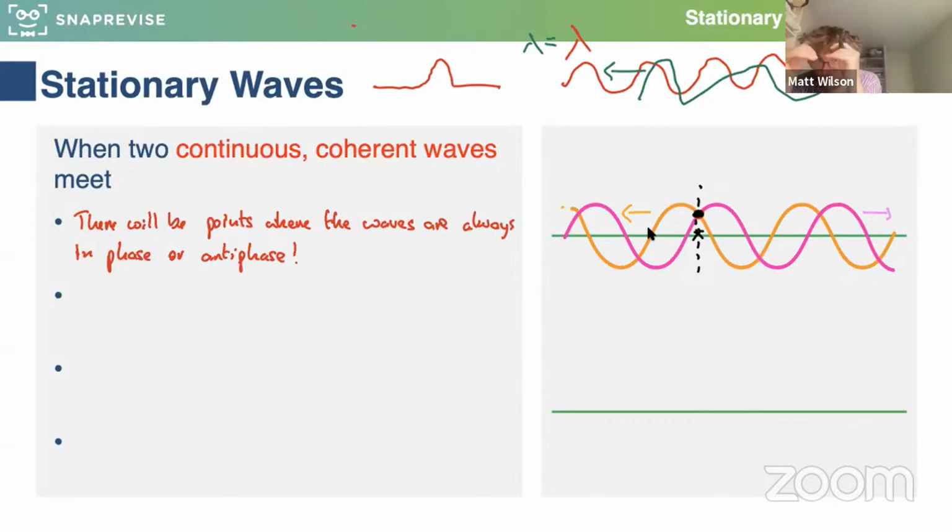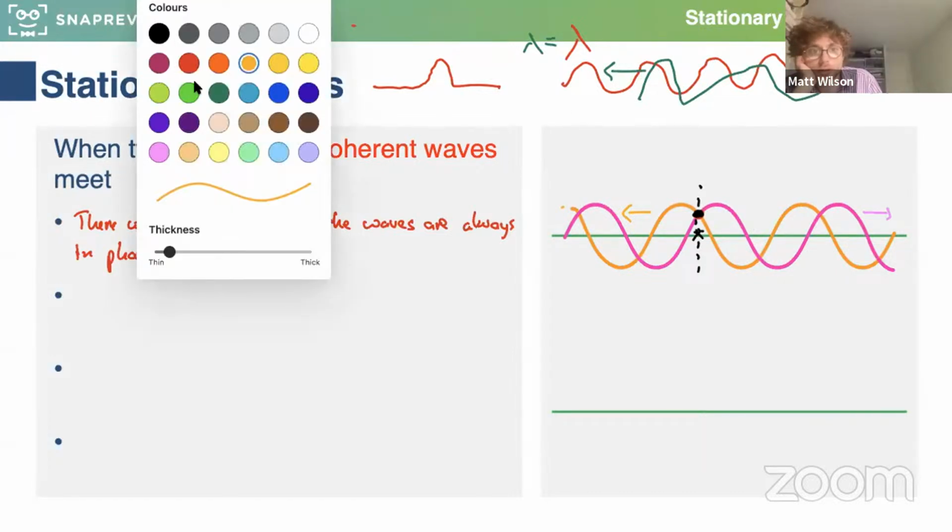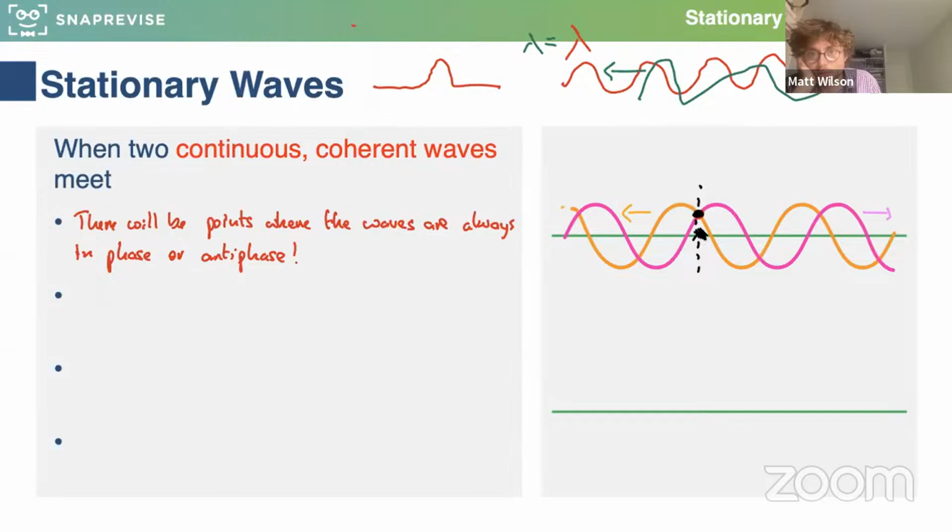Now, as they move, imagine what's going to happen to both of these waves. As viewed from this point here, this point that we're focusing on, we'll see that the orange, because the whole orange wave moves to the left, the height of the orange wave at this point is going to go down a little bit. Fine.